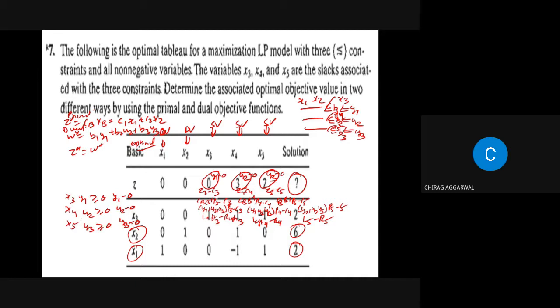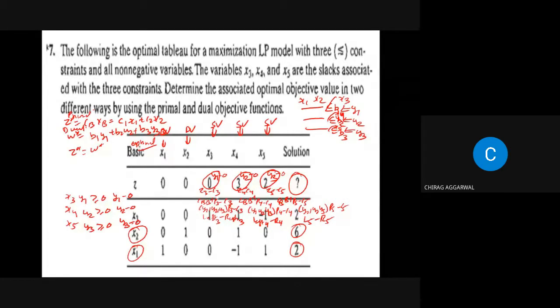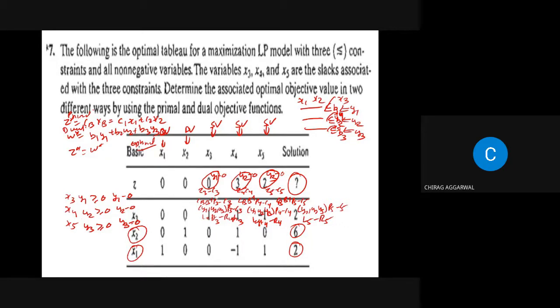Yes, sir. Clear? Why am I writing the y1, y2, y3 from here? This is true only when all the constraints are of less than or equal to. If any one is equal to or greater than, then this will not work.